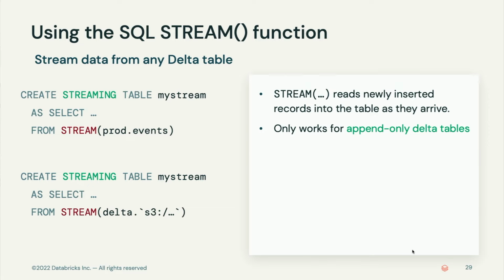So in this example, I'm using the stream function. And you can see I can read from tables that are in the catalog. That's the first example where I say from stream prod.events. Or I can just read from random Delta tables that are stored out in cloud storage. So in this case, I use the other syntax where I use the virtual Delta schema, and I just give a path to the table.